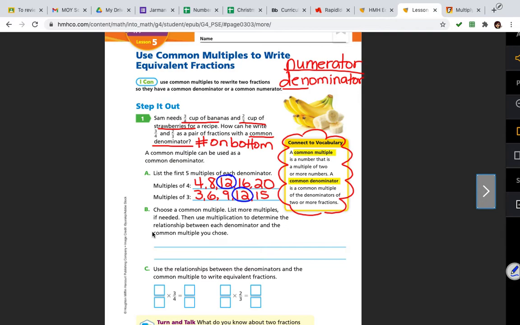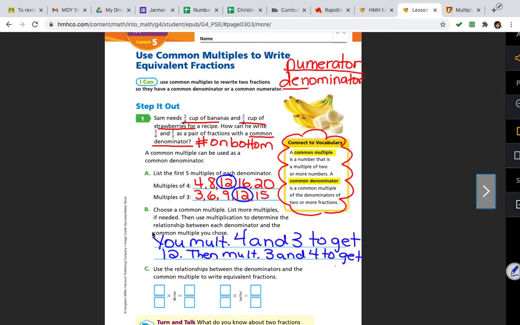I'm going to choose 12, and I'm going to have to multiply 4 times 3 at the bottom, and for this one I have to multiply 3 times 4. So you multiply 4 and 3 to get 12. And then you multiply 3 and 4 to get 12.